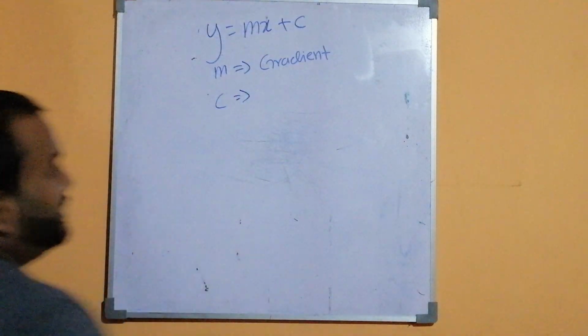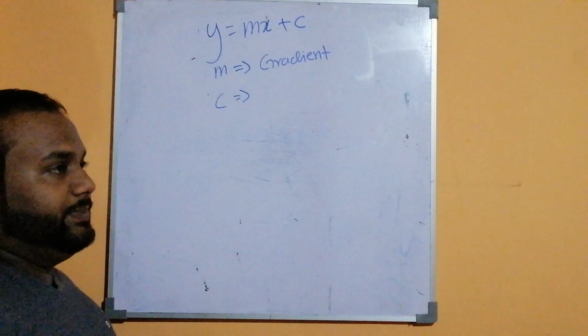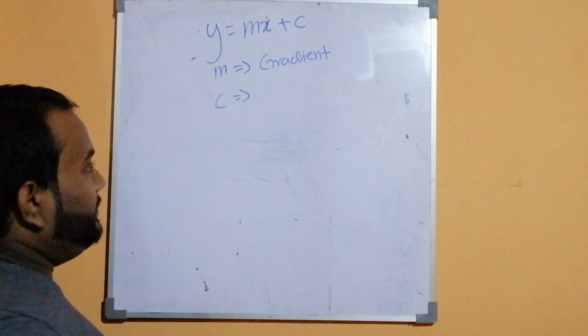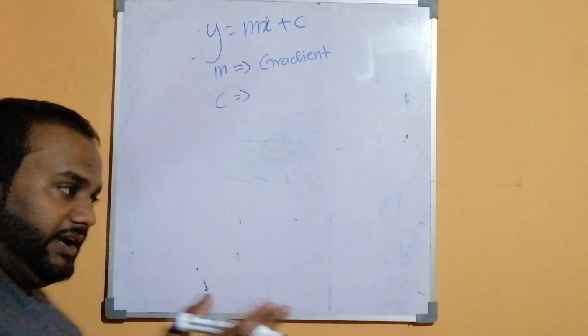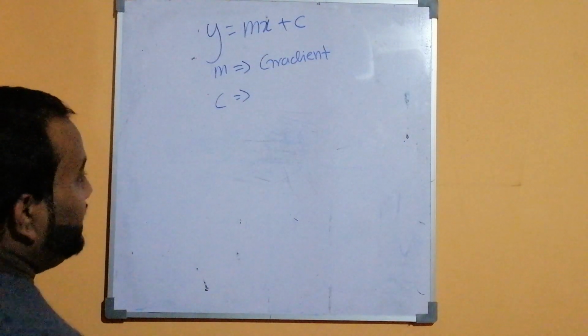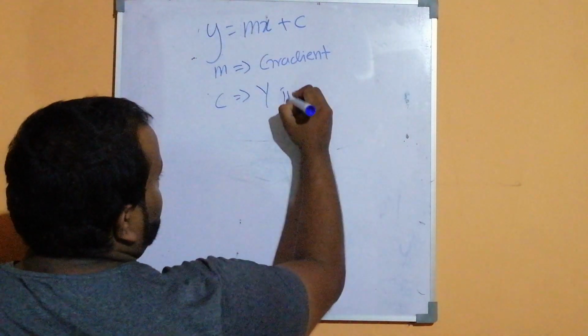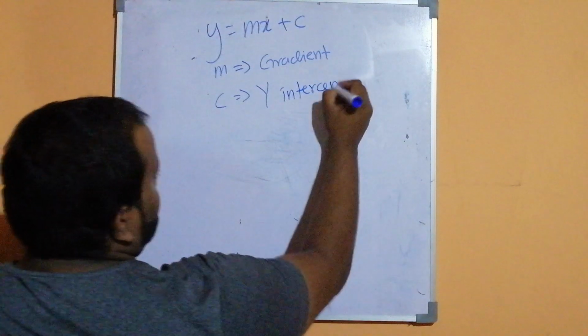C is the y-intercept. The y-intercept is the point where the graph cuts the y-axis.